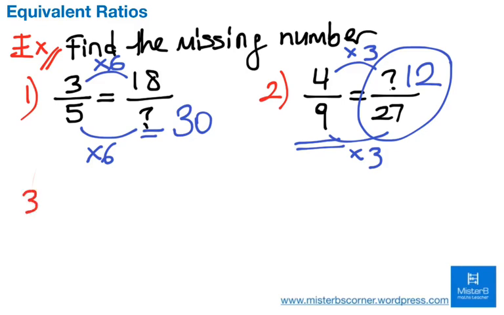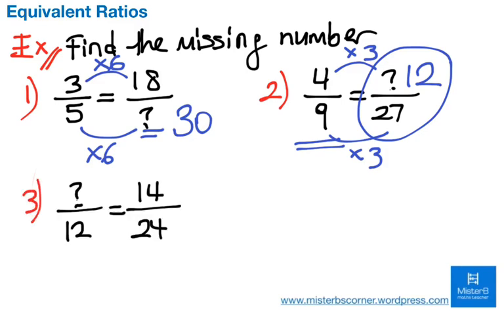Another example. In this one you can also consider division. How do you end up with 12? Well, you have to divide by 2. 24 divided by 2 is 12. So you should say that 14 divided by 2 will be 7.